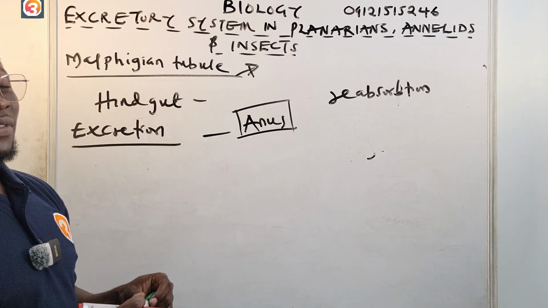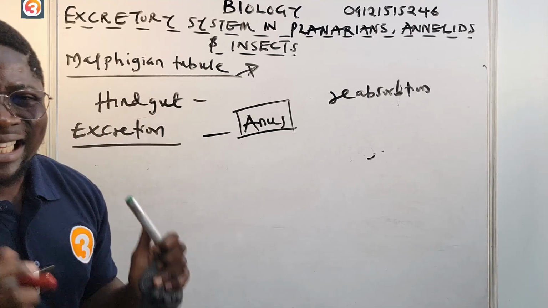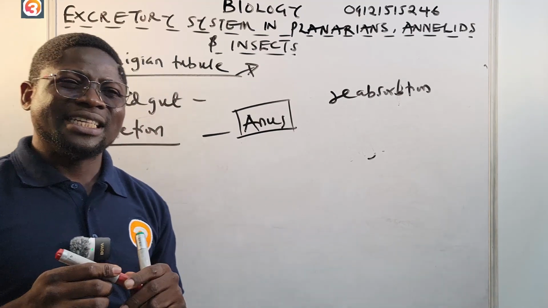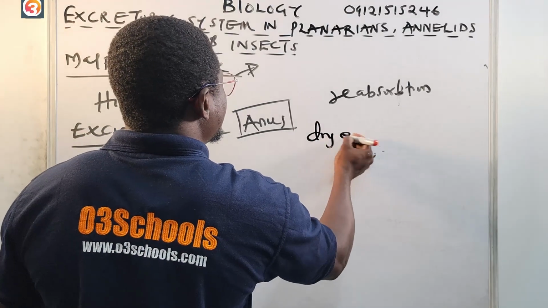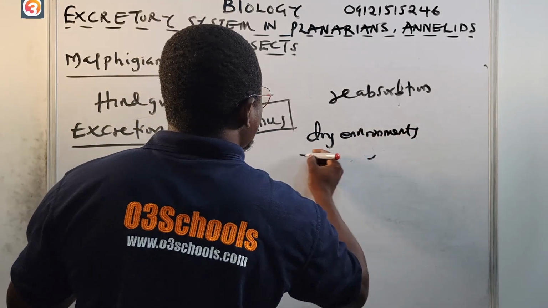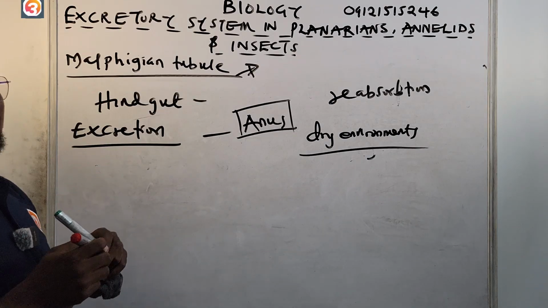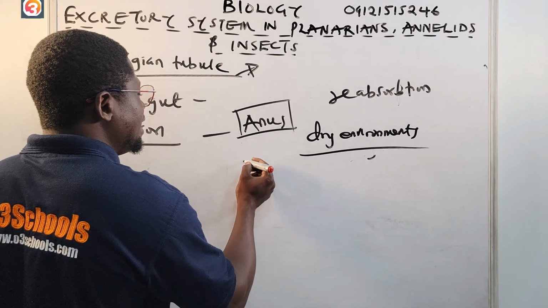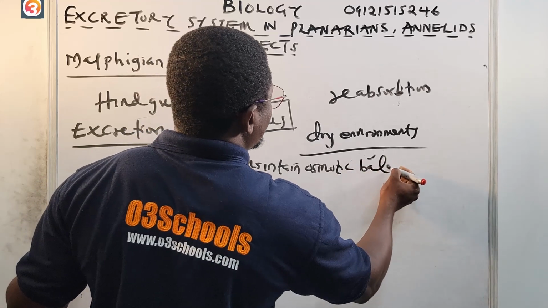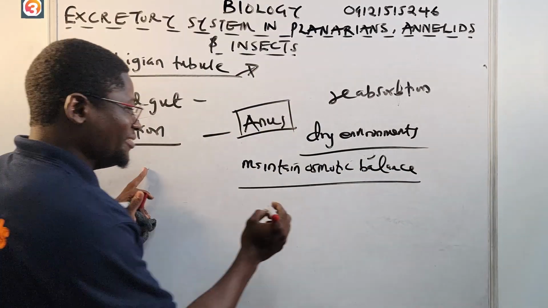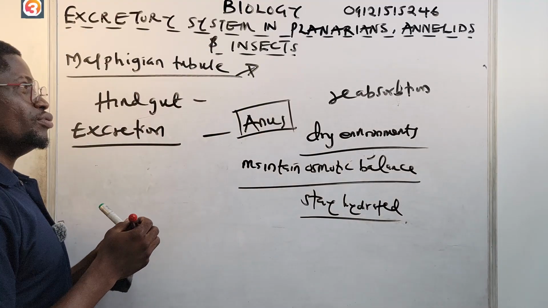And like I said, this system is very important for many reasons. Number one, because they are insects, they need to conserve water, so it helps them to stay in dry environments. Please take note of that. This system also helps insects to maintain osmotic balance, and helps them to stay hydrated. So that is what happens in insects.